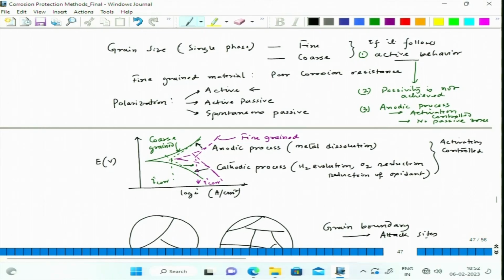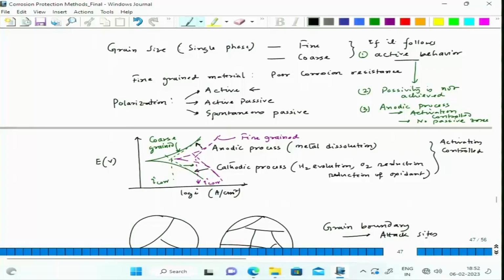But at least this is a general trend, as we have indicated in the case of surface features, that fine grain would show poor corrosion resistance if it follows active behavior, that is, a no passivity situation, where the cathodic and anodic arms are activation controlled. So, the cathodic arm is activation controlled or concentration controlled, and the anodic process must be activation controlled. Okay. So, in that case this is a general trend. Again I should write here, this is a general trend. In case of mild steel, it is a highly possible option.